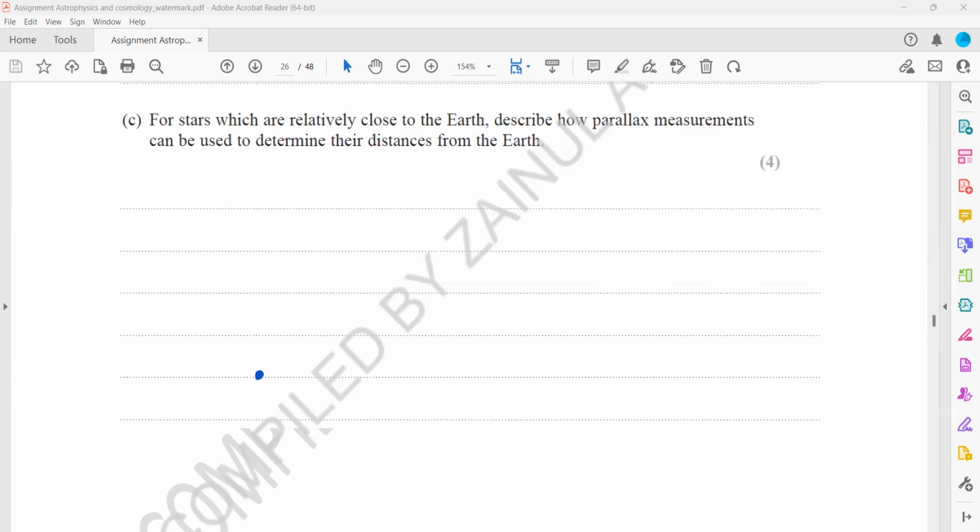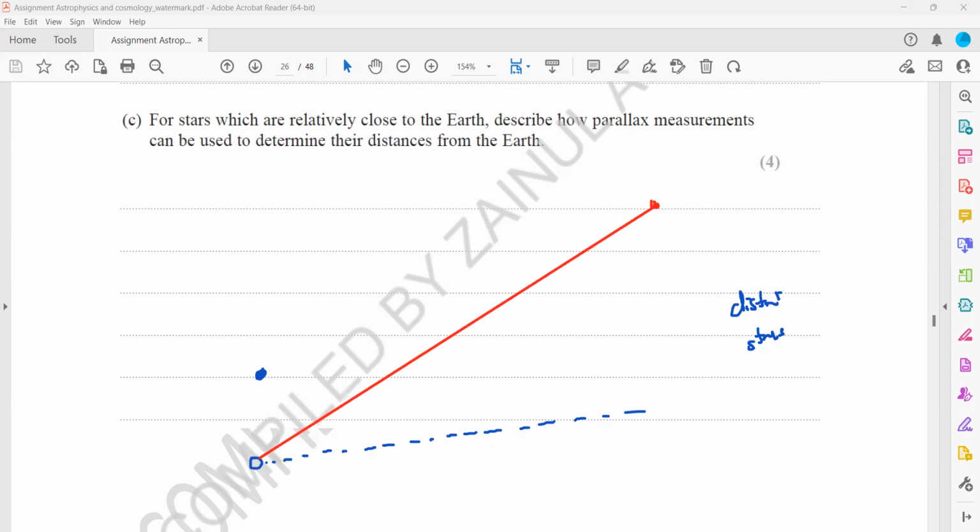So here, this is the Sun, and we have Earth, and we have fixed distant stars. We consider this an axis, the origin, and this is the star where we are focusing. So this is the star we want. What we do is observe this star, and this angle we measure, we call it, for example, theta 1.